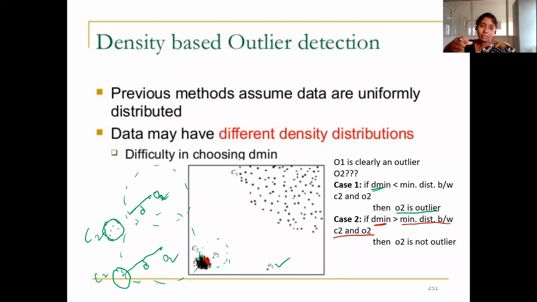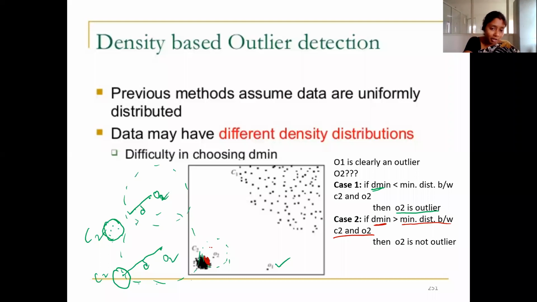But what happens with the existing methods, when we take distance based outlier detection? In one case it gives it as an outlier, and in another case it doesn't declare it as an outlier. It says it is not an outlier. That is based on the distance constraint. So we are going to wrong results. That is why we need to go for density based outlier detection in case of data that is not distributed uniformly, if it doesn't have uniform distribution. So when data has no uniform distribution, we need to go for density based outlier detection.